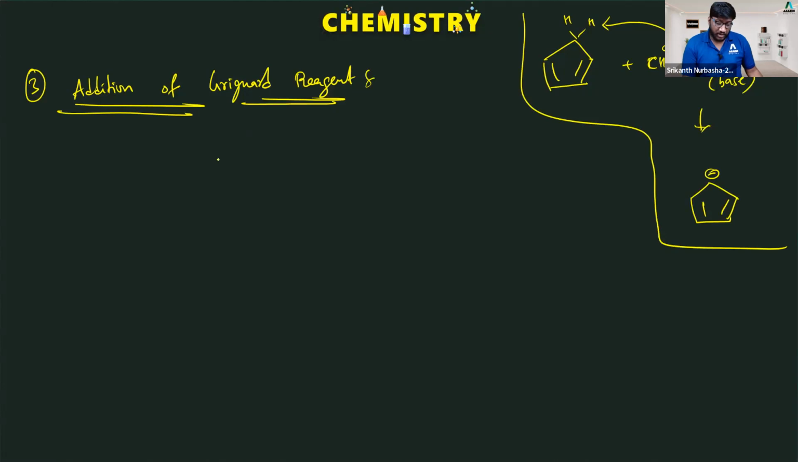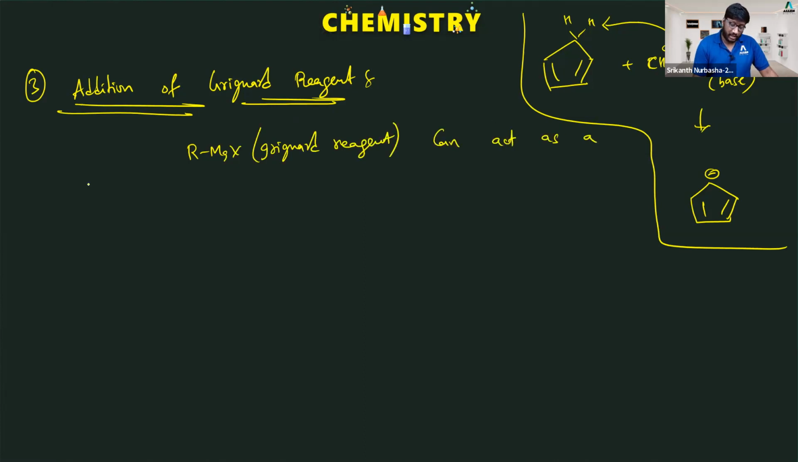So write down RMgX, Grignard reagents can act as a base as well as nucleophile. It will act as a base when the substrate has acidic proton. Okay, that is a very important point.